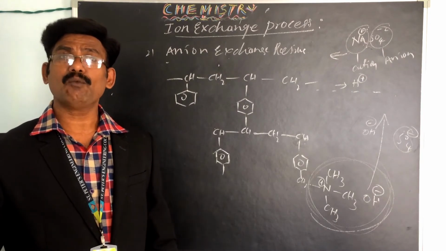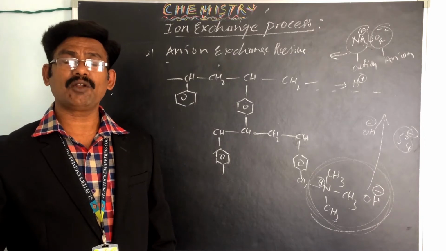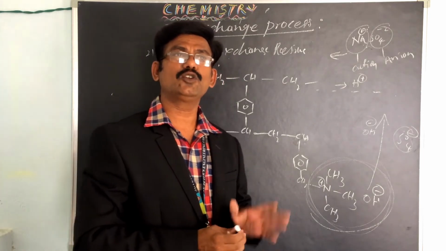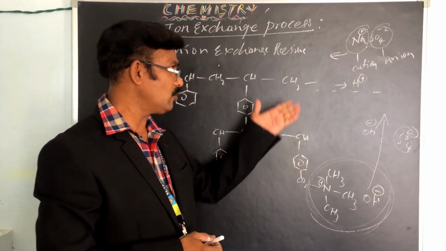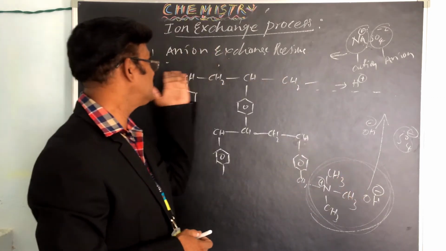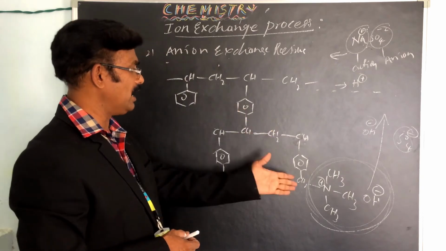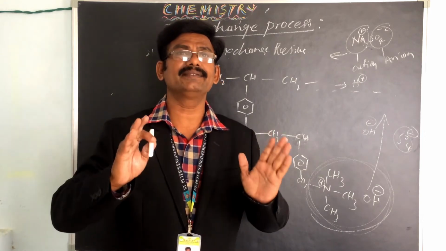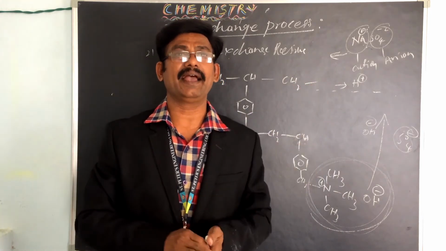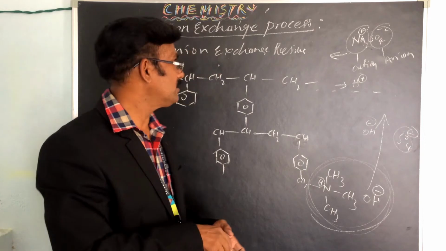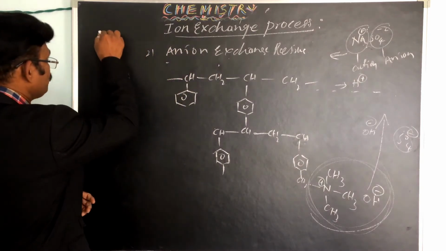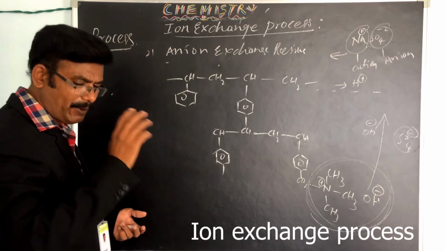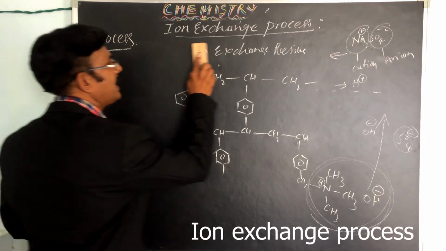So what have we completed now? Just resin. What is the definition of resin? A cross-linked organic polymer having a microporous structure. There are two types based on the acidic functional group and the basic functional group. The acidic functional group is the cation exchange resin, and the basic functional group is the anion exchange resin. Now the third point is the process. The process is very important. In the process we have to know the diagram.